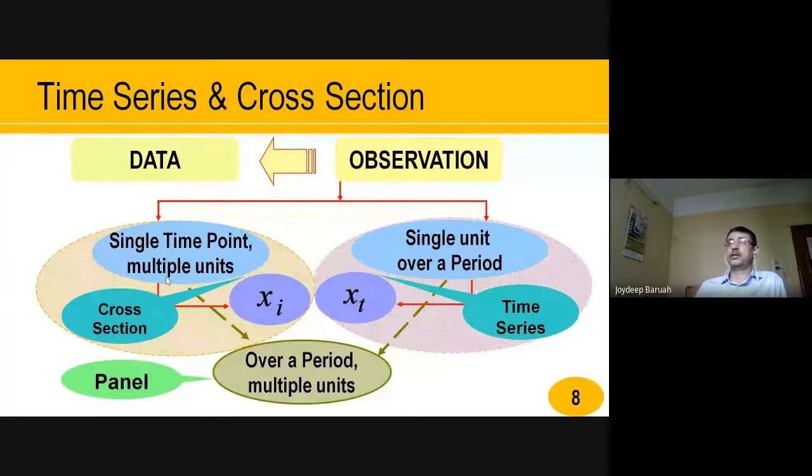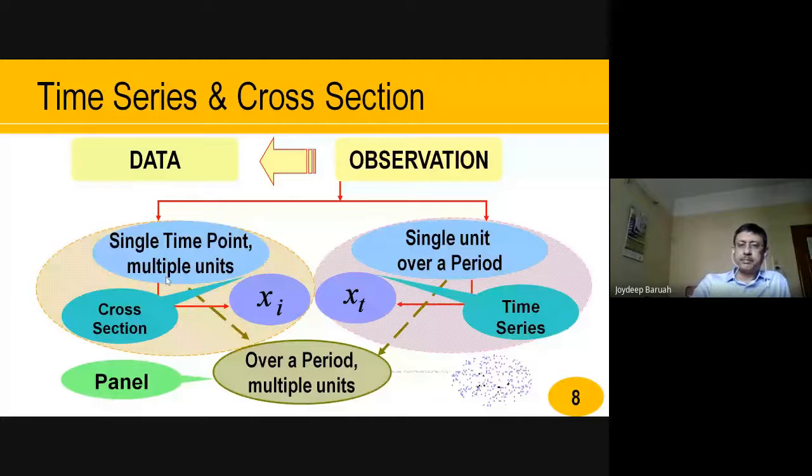So regression for cross-section, regression for panel, and regression for time series will be different, because they will produce different kinds of problems, and those problems are to be handled before we go for any kind of estimation. So this is one way of looking at the differences between time series, cross section, and panel data: how you look at things, what your time reference is. Based on that, you get these kinds of differences.